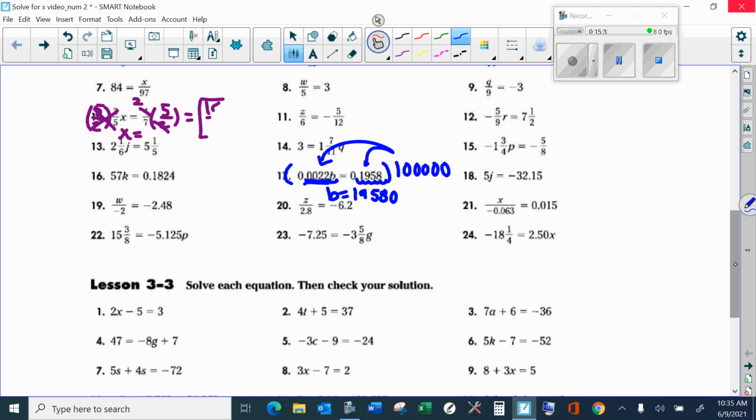19,580. Oh, sorry, that equals 22B now. 22B equals 19,580, divided by 22. Okay, now I'll just put that in a calculator. But you've got to remember that you can multiply by that to move the decimal. Now I could have, if I'm giving a calculator away, just divided by 0.0022 on both sides, and that would give me that same answer.